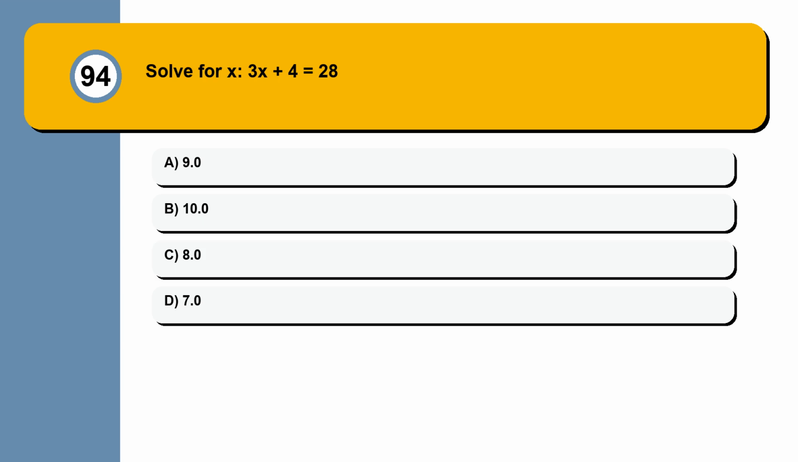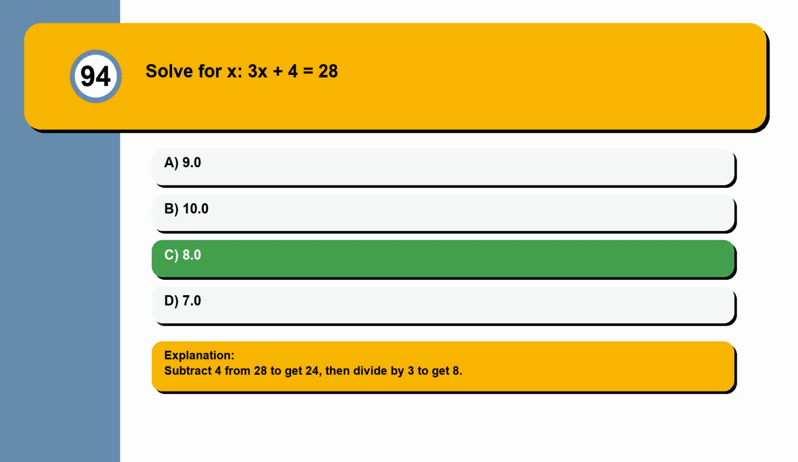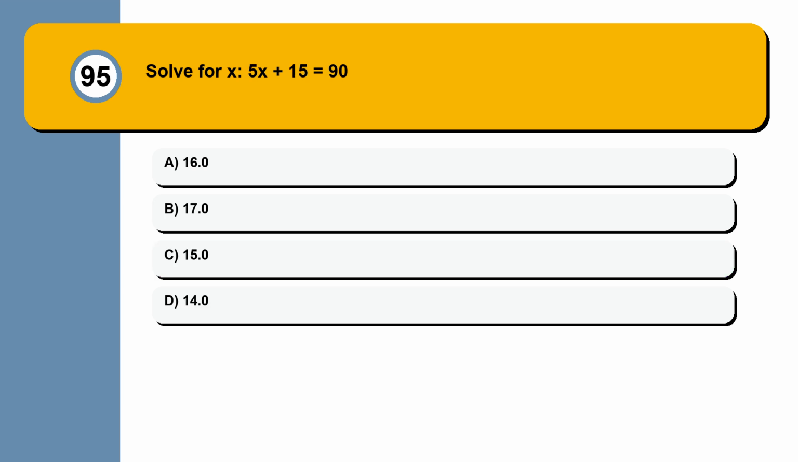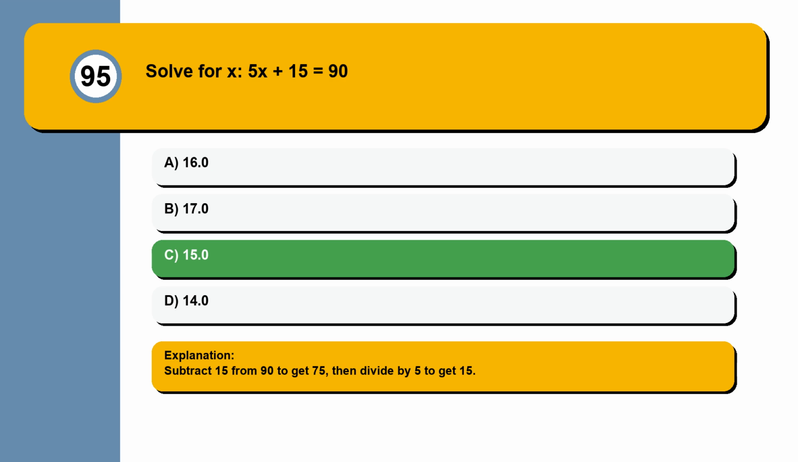Question 94. Solve for x: 3x plus 4 equals 28. 9.0, 10.0, 8.0, 7.0. Subtract 4 from 28 to get 24, then divide by 3 to get 8. Question 95. Solve for x: 5x plus 15 equals 90. 16.0, 17.0, 15.0, 14.0. Subtract 15 from 90 to get 75, then divide by 5 to get 15.